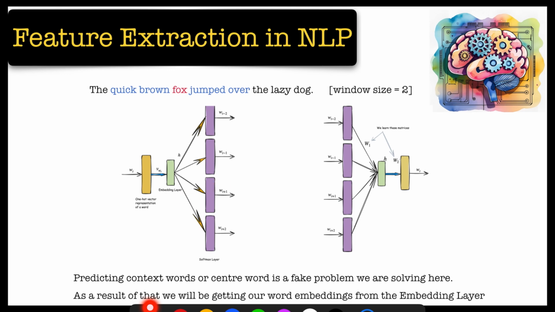Now, in both of these models, predicting context words or center words, this is a fake problem we are trying to solve here. Our target is to get some word embeddings, basically the word vectors. But we train on this fake problem because we already have the dataset where we know the context words and the center words. We train based on that, and as a result we get our word embeddings from this embedding layer.